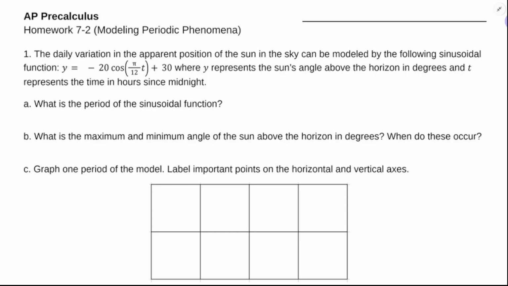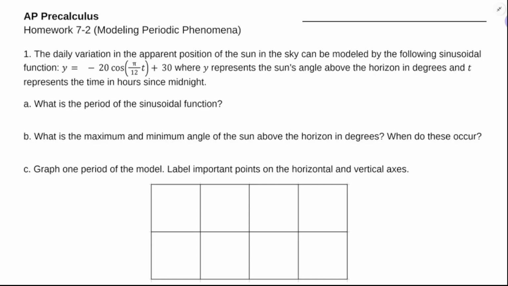In this video, we're going to be working AP Pre-Cal Homework 7.2. So we're going to be modeling a bunch of periodic phenomena. The first one is the daily variation in the apparent position of the sun in the sky can be modeled by the sinusoidal function y equals -20 cosine of pi over 12 t plus 30, where y is representing the sun's angle above the horizon in degrees, and t represents the time in hours since midnight.